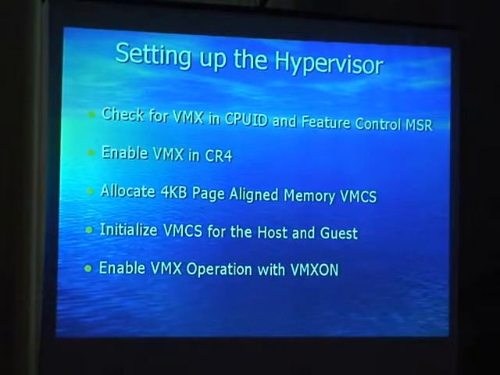So again, this is almost redundant, but before you can set it up, some of the basic things you do as a programmer: you make sure that the processor you're talking to is an Intel and that it supports VMX. There are a number of checks you have to go through, some bits you have to check and or set in control register 4. You have to allocate 4 kilobyte page-aligned memory for your VMCS. You have to initialize it both for the guest and the host, the hypervisor and the virtual machine. And then you have to enable it.